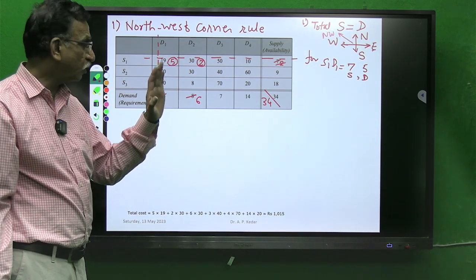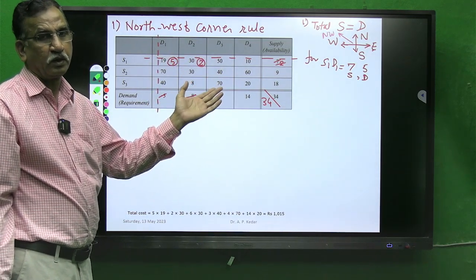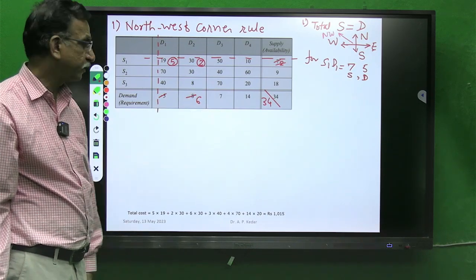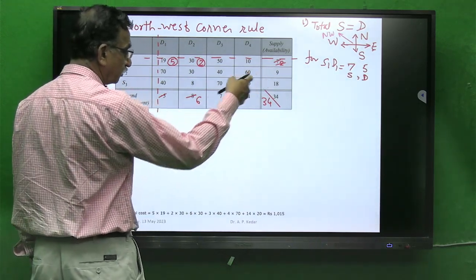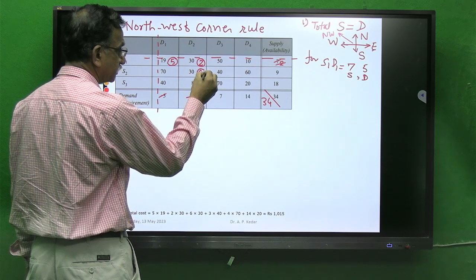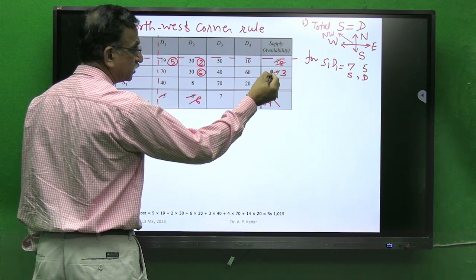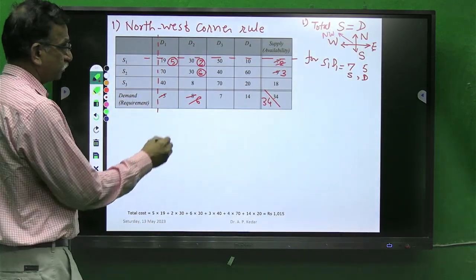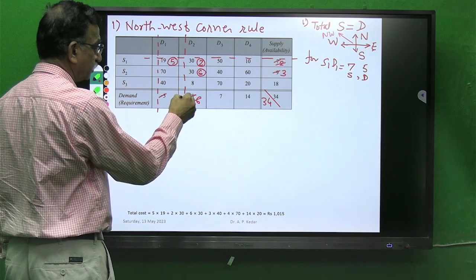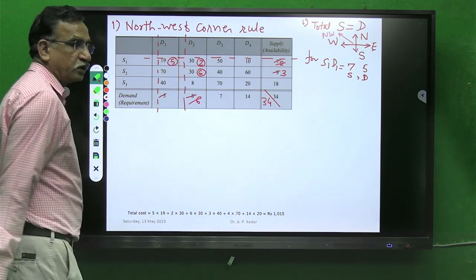So the moment you allocate any resource, any product, modify the related supply and demand. Out of 9 and 6, the minimum is 6. So I will allocate 6 here. This 6 is cancelled. Immediately I will modify this to 3. Now since 6 is cancelled, I will cross this particular column also to avoid any allocation by default in this particular cell.